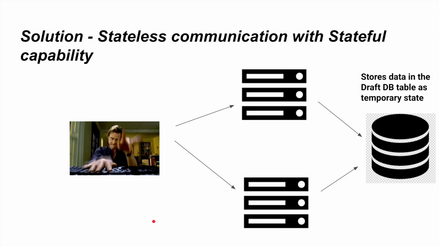Okay, so how do we solve this? So the user is trying to type something. If for a periodic time we need to send a request to the server, right? And whatever the server gets, it should store the user details, whatever data he enters, in some kind of a database table. That database table we call the draft database table.